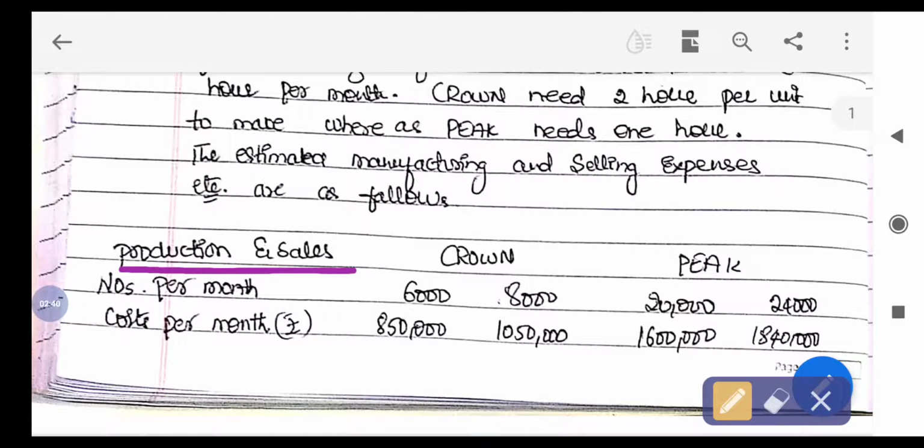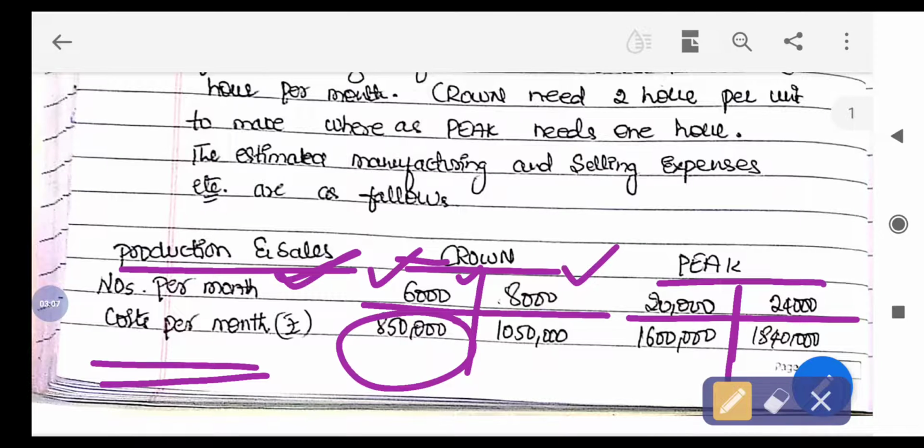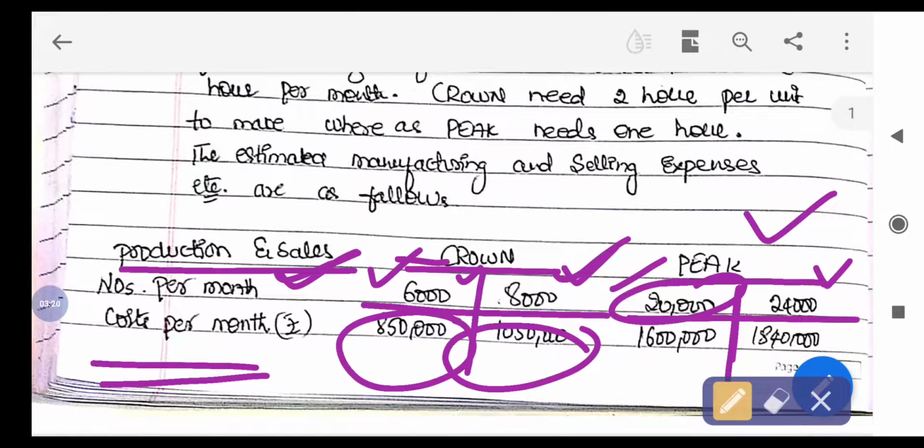So they have given production and sales information of Crown and Peak. Here information has been given for two different periods. Numbers per month means this is the output. First month it is 6,000, in second month it is 8,000. For manufacturing 6,000 units the cost is 8,50,000, and for 8,000 the cost is 10,50,000. And for Peak the first month production is 20,000 and second is 24,000. For 20,000 the cost is 16 lakhs, and for 24,000 it is 18,40,000. So two different pieces of information have been given.